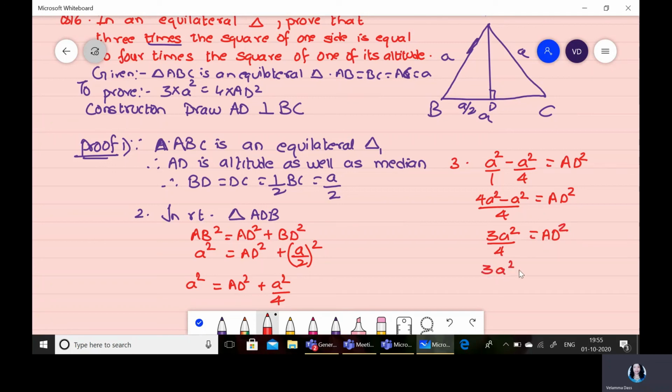So we have reached the step where we have proved that 3 times the square of the side is equal to 4 times the square of the altitude. This can be written as 3 into AB square, or any side, equal to 4AD square. I hope you have understood this sum very easily. We are just using the property of the equilateral triangle and we are bothered to find the LHS. We find the LHS and prove that it is equal to the RHS by manipulating. I hope you have understood, students.